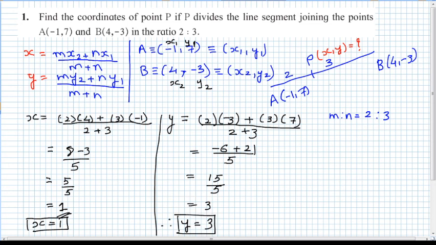So now we know this answer, we know x, we know y. So what will the final answer be? Therefore the coordinates of point P which divides the line segment AB are (1, 3). So you have to write that statement. I am writing in short as (1, 3), but you have to write the full statement here, mind you, otherwise you lose your marks. Okay, this was the first one. I hope you got this.